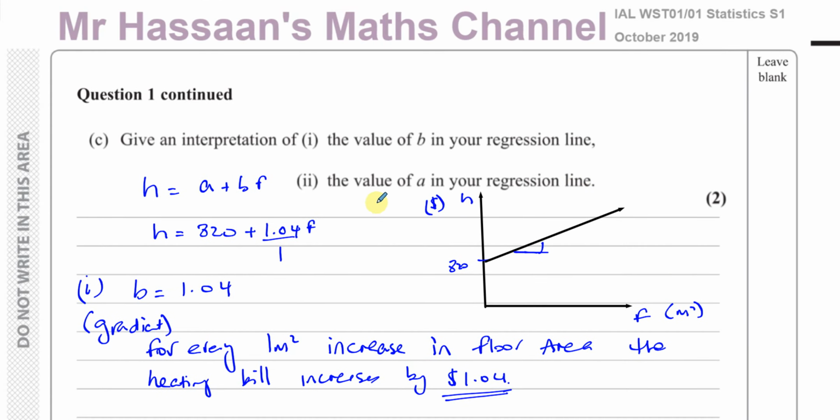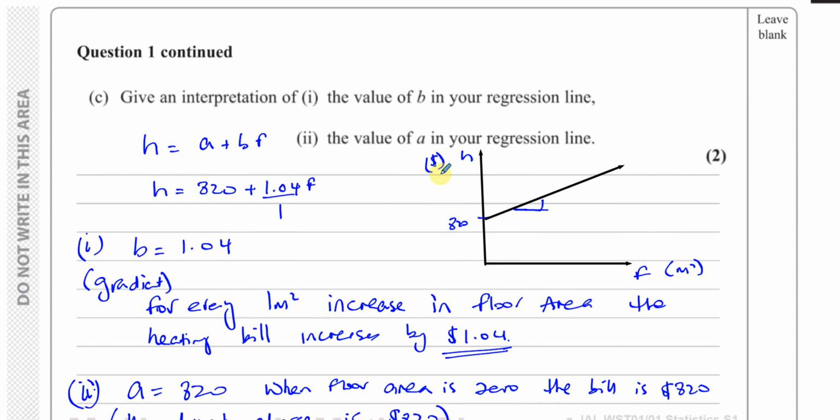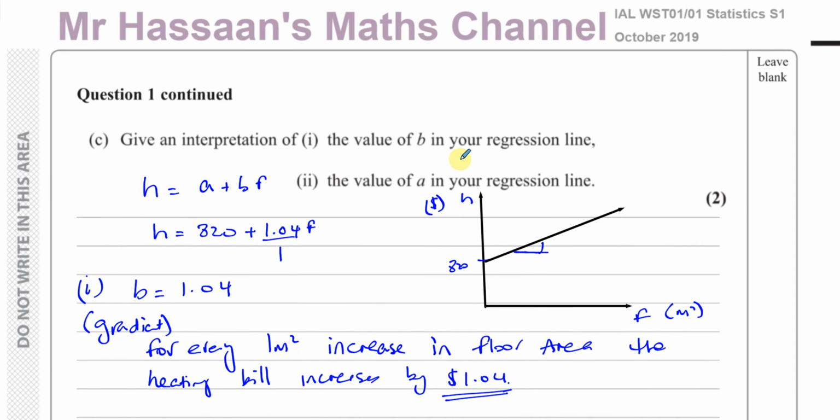Okay, so there we have the answer to this question, which is question number 1 from the October 2019 paper, all about regression and correlation and coding of the data as well.